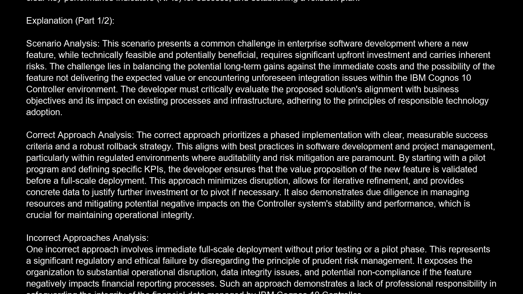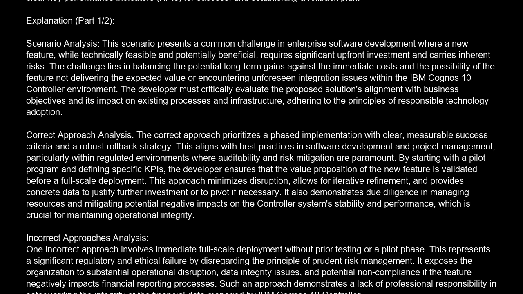Explanation: Scenario analysis. This scenario presents a common challenge in enterprise software development where a new feature, while technically feasible and potentially beneficial, requires significant upfront investment and carries inherent risks. The challenge lies in balancing the potential long-term gains against the immediate costs and the possibility of the feature not delivering the expected value or encountering unforeseen integration issues within the IBM Cognos 10 Controller environment. The developer must critically evaluate the proposed solution's alignment with business objectives and its impact on existing processes and infrastructure, adhering to the principles of responsible technology adoption.